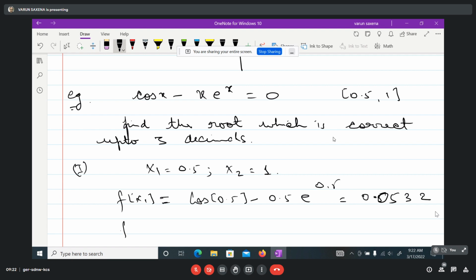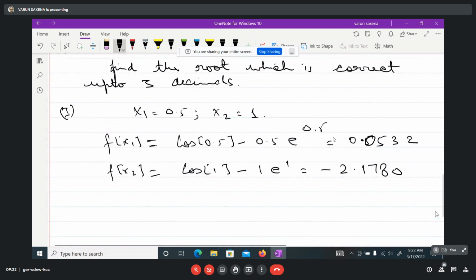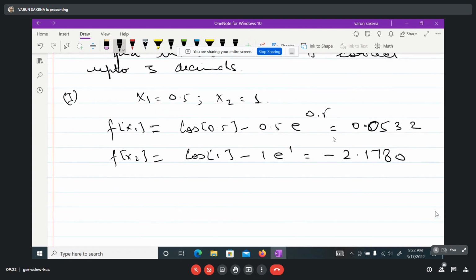Then f(x2), I just want to tell you what it is. So this is coming out to be cos 1 minus e to the power 1, so this is minus 21780. So you can be rest assured that the root lies between these 2 points, because if you do a multiplication of these, you get a negative number. So the root lies between them.